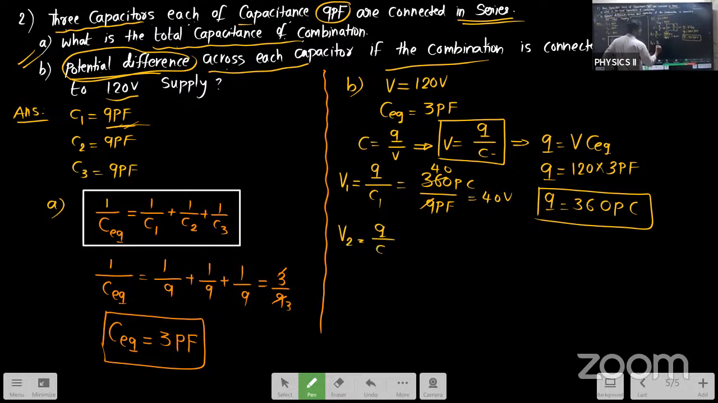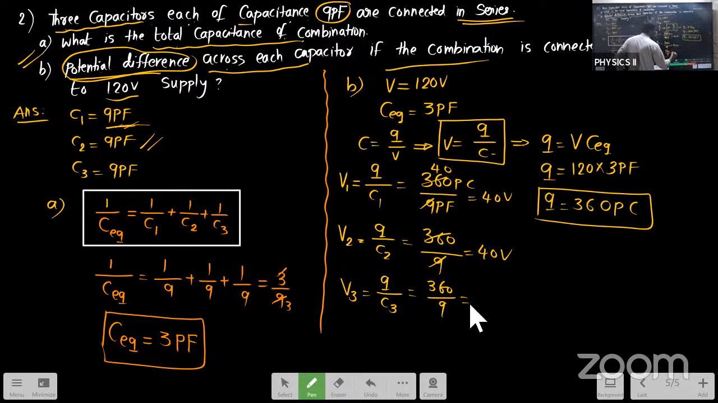So the voltage across capacitor C2 is Q divided by C2. Here also the same charge, 360 divided by the second capacitance. All three capacitors have the same capacitance, so this will become 9. Again, I will get 40 volts. Similarly, for V3 also, Q divided by C3, that is 360 divided by 9. Again, I will get 40 volts. So the potential across each capacitor is the same, wherever the three capacitors connected have equal capacitance, 9 picofarad.